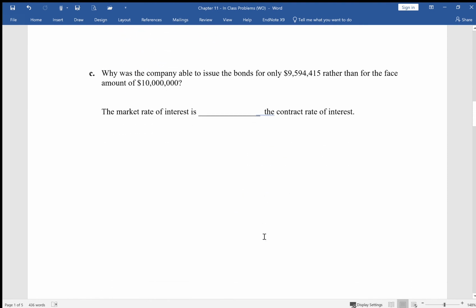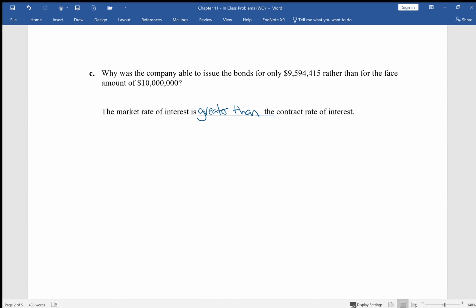And then part C is explaining what exactly is going on here. So it says, why was the company able to issue the bonds for only $9,594,000 instead of the full $10 million? Well, it's because the market rate of interest is greater than the contract rate of interest.